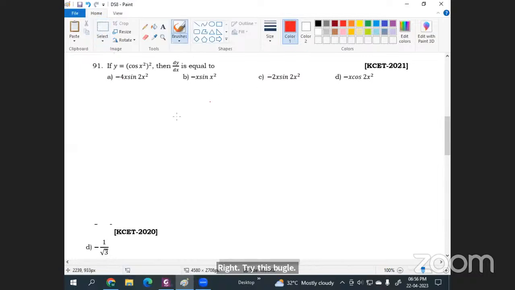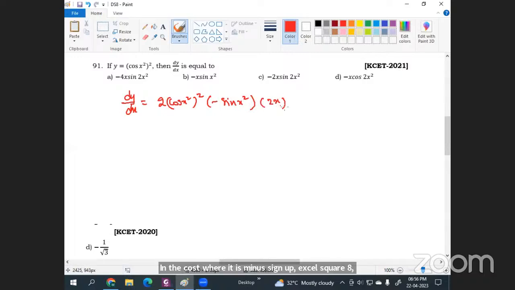Try this question. y equal to cos of x square whole square, then dy by dx is equal to? So what is your option now? We can write dy by dx equal to 2 into cos of x square whole square into cos derivative, minus sin of x square into 2x.